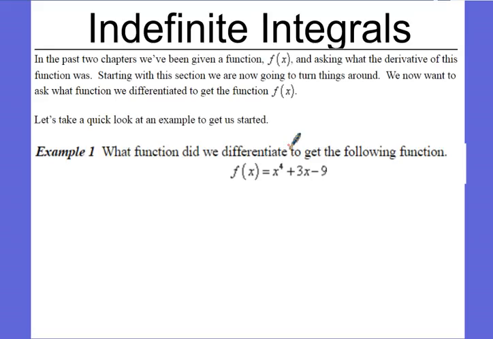So it says here, in the past two chapters, and more than that, right? We've been given a function f of x and asking what the derivative of this function was. Starting with this section now, we're going to turn things around. We want to ask what function we differentiated to get the original. So basically, now I'm telling you, here is your derivative. Tell me what the original was.